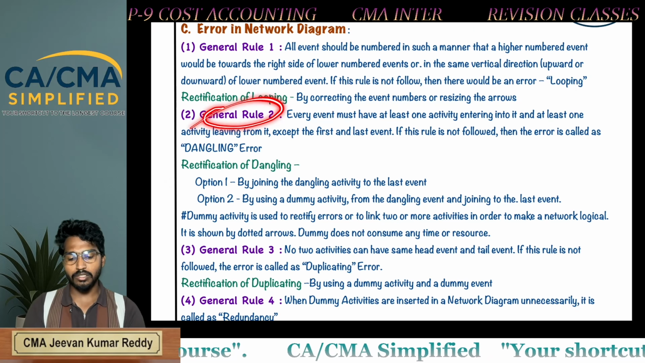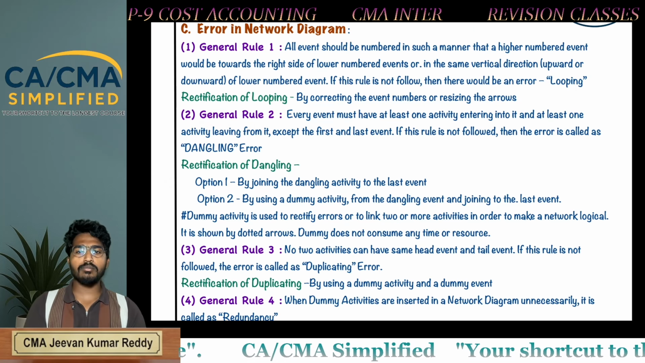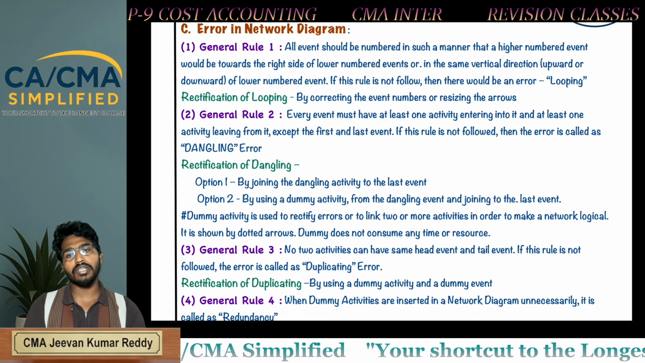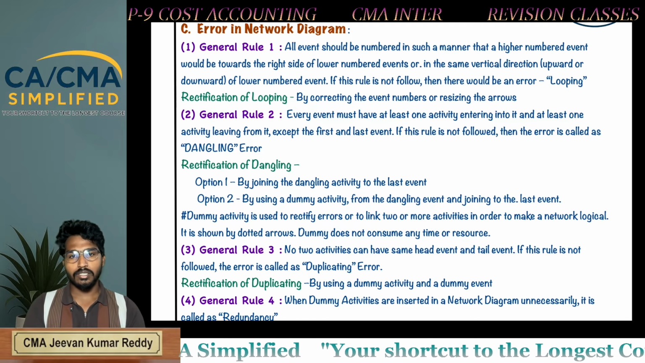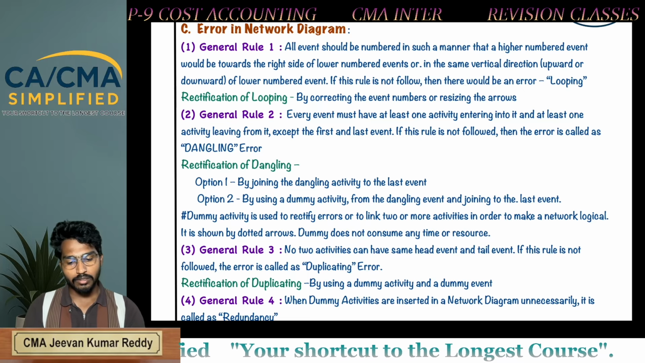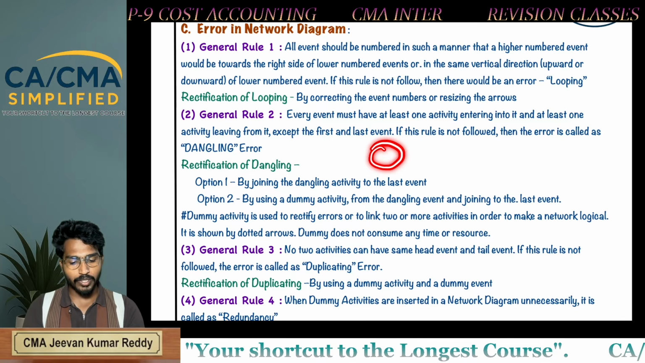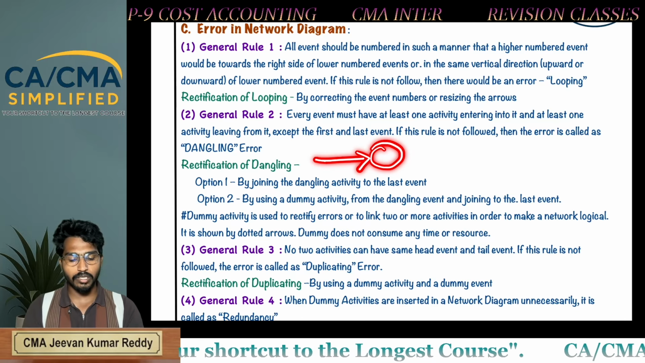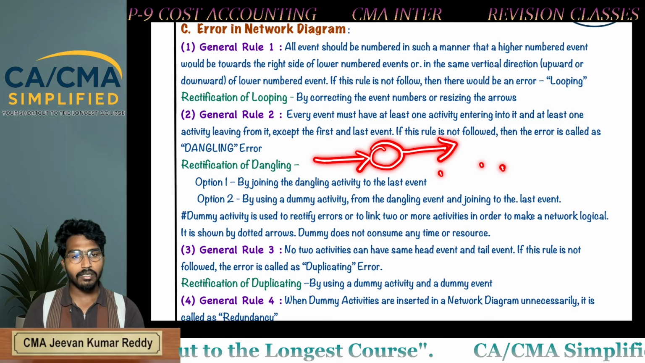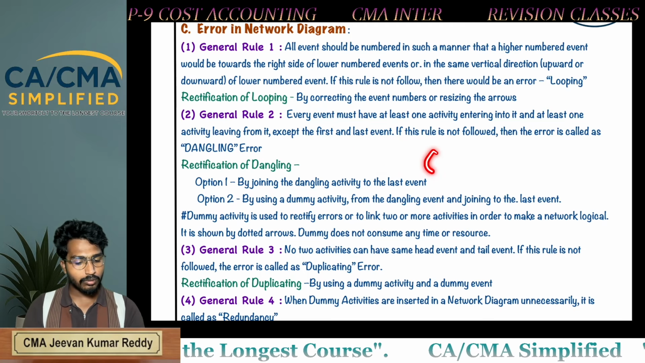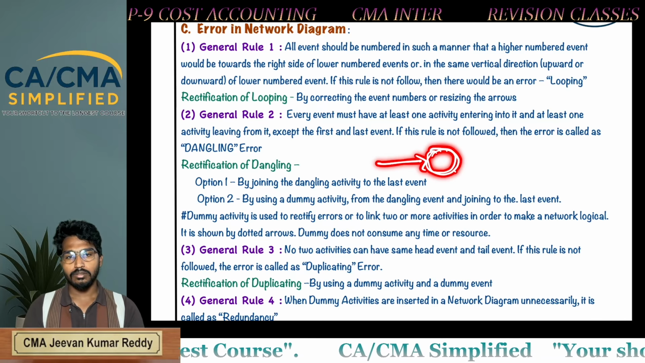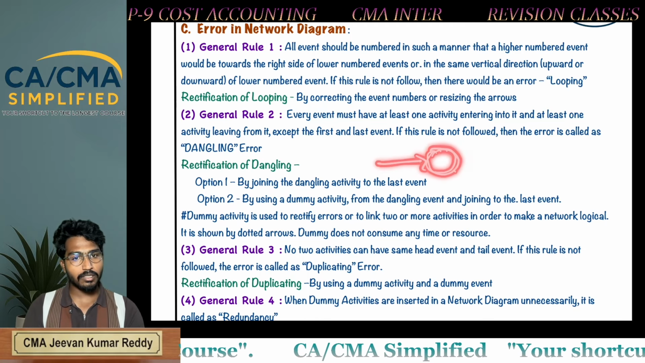Next, general rule 2: every event must have at least one activity entering into it and at least one activity leaving from it, except the first and last event. If this rule is not followed, then the error is called dangling error. Make sure that for every event there is one activity entering into it and one activity exiting from it, except the first and last event. You can't leave one event like this, except the first and last event.